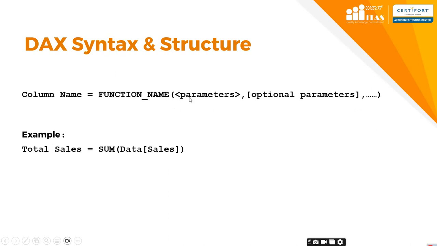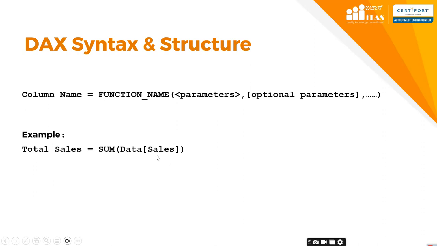So the parameters, what are parameters? Most of the people actually don't understand these things. That is why they feel DAX is very, very complex. Now I'll tell you what a parameter is. Parameter is nothing but, in this example, I'll show you. See, Total Sales, this is the column name. Equals SUM is the function.